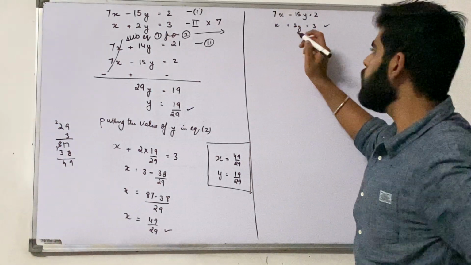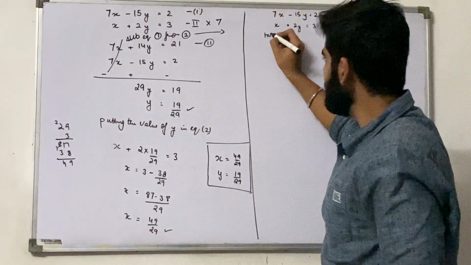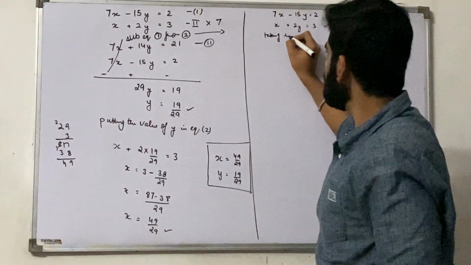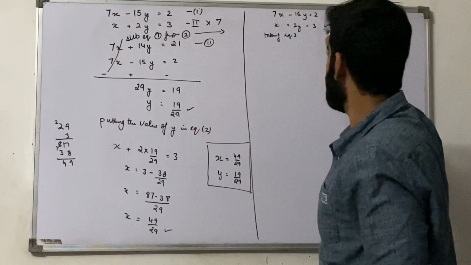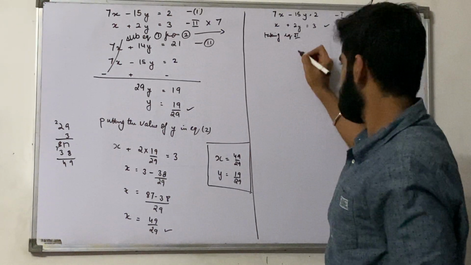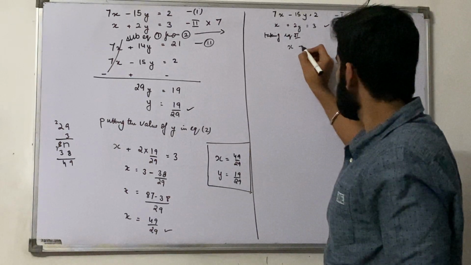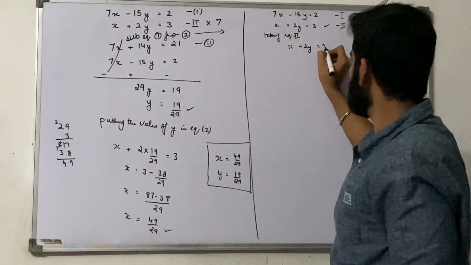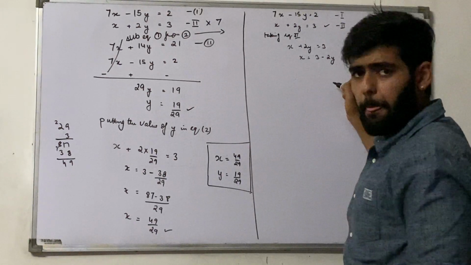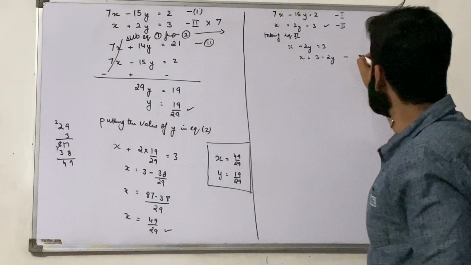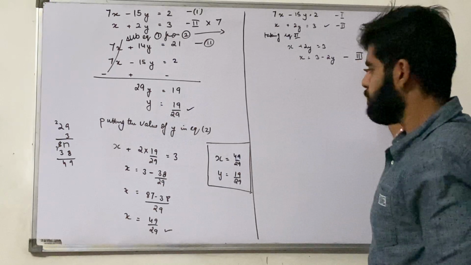So what will I do? I will be taking equation 2, this is our equation 2, this is our equation 1. Taking our equation 2, x plus 2y is equal to 3, therefore x is equal to 3 minus 2y, correct? We will mark this as 3.